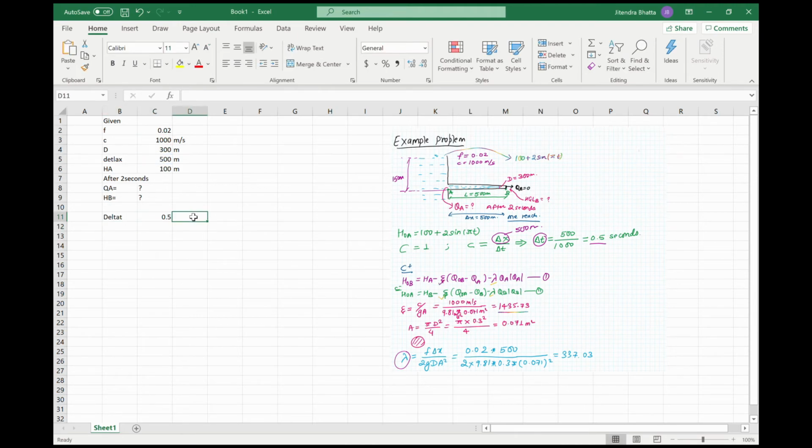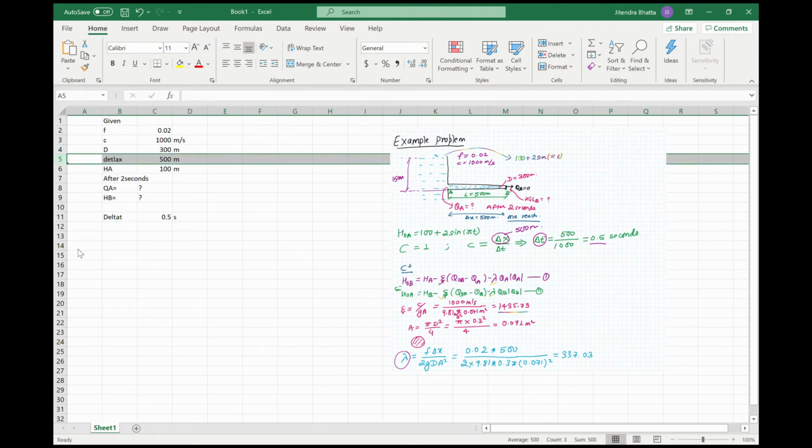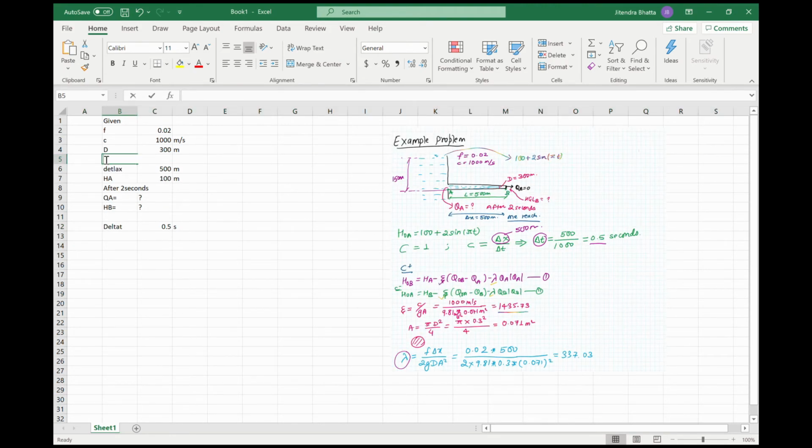So this is our delta T in seconds. Let's calculate our area here. Area will be equal to... now our xi will be equal to C by GA, G is 9.81, into area A. So this is our xi.